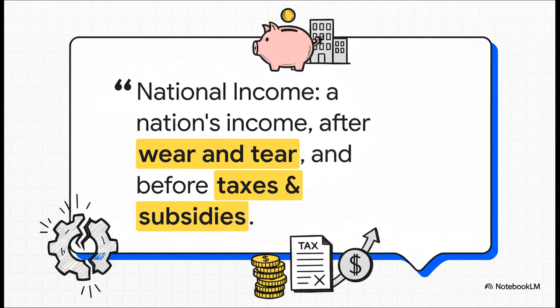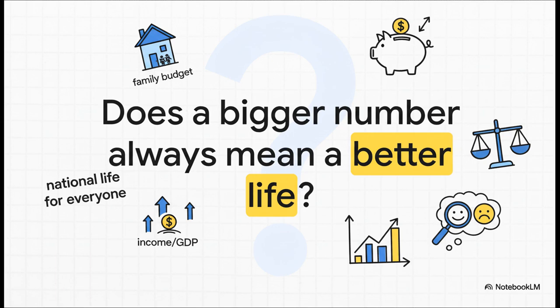Pretty cool, right? So there you have it. We went from a simple family budget all the way to the official definition of national income. Now you know exactly how the score is kept. But this leaves us with a much bigger question, doesn't it? Just because that number gets bigger, does it automatically mean life is getting better for you or for me? That's something to chew on.